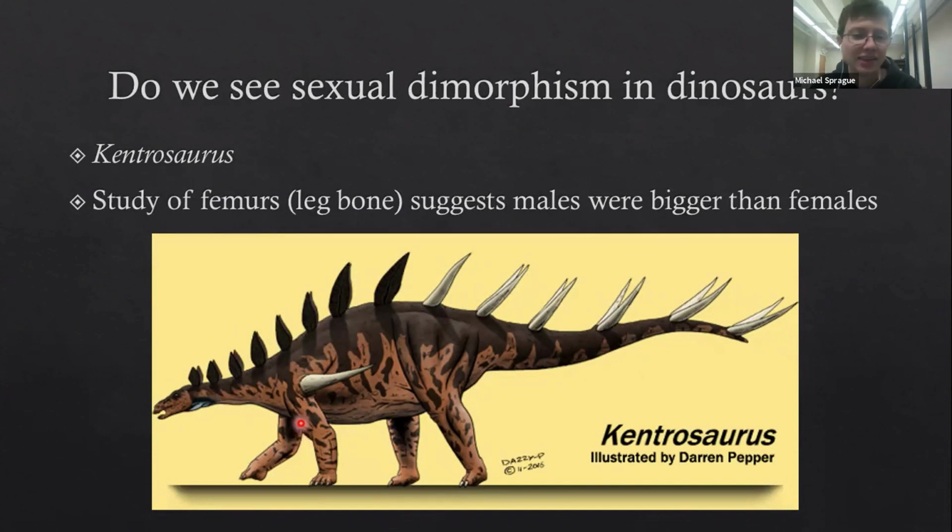But there is an analysis of the femurs, the leg bones of these animals, and that study concluded that the males were bigger than the females because they saw two different size classes. We have that bimodal distribution we talked about. And it's likely that the males were larger than the females, like we see in many animals living today.